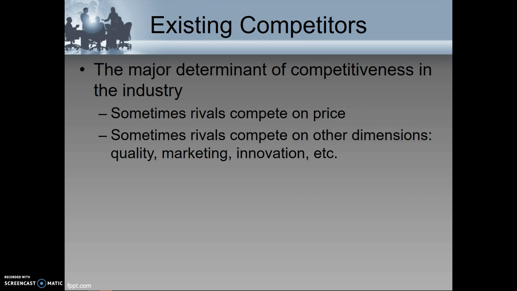And lastly, we have the existing competitors. The major determinant of competitiveness in a particular industry is what competitors we already have in that industry. Sometimes rivals are going to compete on price and try to have the lowest price. Sometimes rivals are going to compete on other dimensions like the quality of the product, the amount of marketing they have, the innovation they have, and so on.